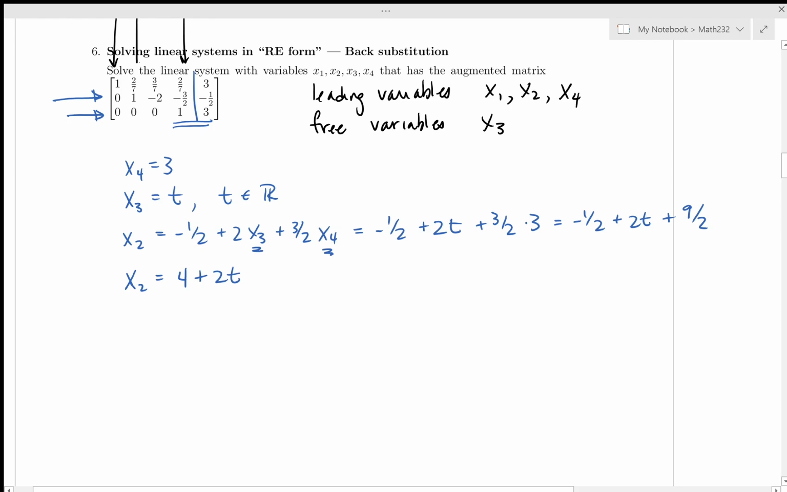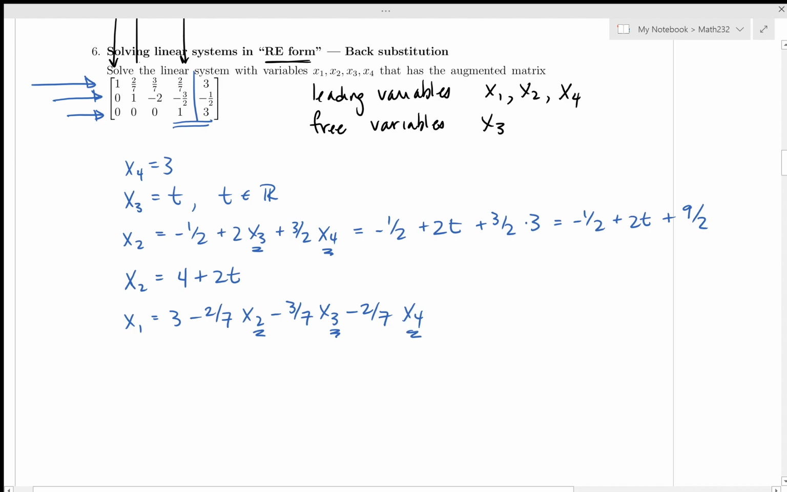Okay, and I proceed with x1. Now I'm moving to the next row that has a leading 1, and that is the first row. That row is telling me that x1 is equal to 3 minus 2/7 x2 minus 3/7 x3 minus 2/7 x4. Now I substitute for x2, x3, and x4, which I have just previously found out.